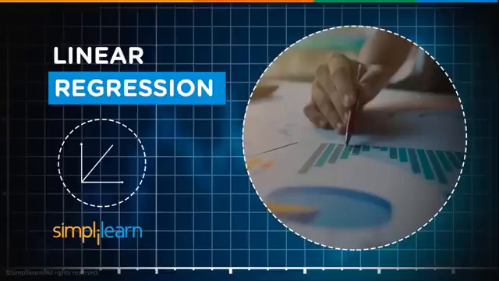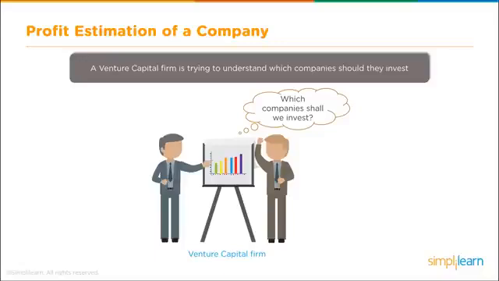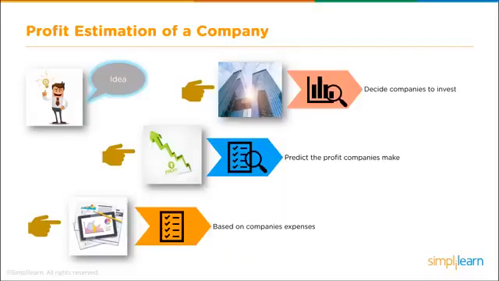I'm with Simply Learn. Let's look at an example of a common use for linear regression: profit estimation of a company. If I was going to invest in a company, I would like to know how much money I could expect to make. So we'll take a look at a venture capitalist firm and try to understand which companies they should invest in. So we'll take the idea that we need to decide the companies to invest in. We need to predict the profit the company makes, and we're going to do it based on the company's expenses, and even just a specific expense.